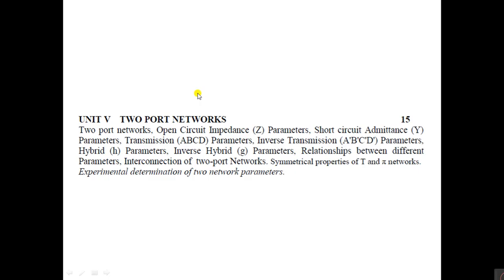This is your syllabus. It contains two-port network, open circuit impedance, that is Z parameter, then short circuit admittance Y parameter, transmission parameters ABCD, inverse transmission parameters, hybrid parameters, inverse hybrid parameters, relationship between different parameters, interconnection of two-port networks, and symmetrical properties of T and pi networks. This we are going to discuss. At present, in this video, we are going to discuss only open circuit impedance parameter, that is Z parameter.